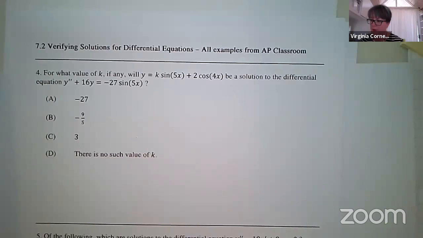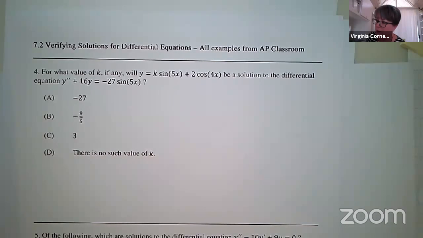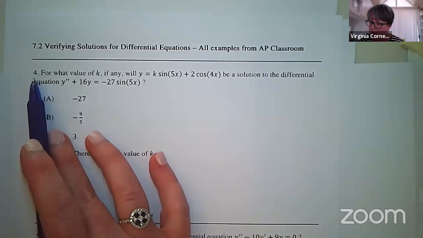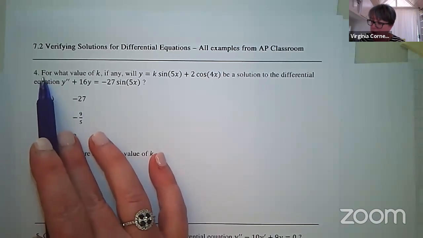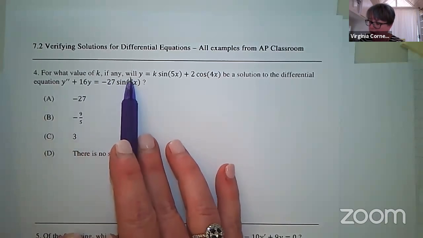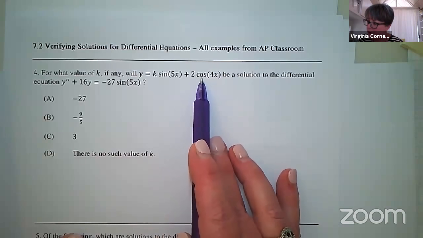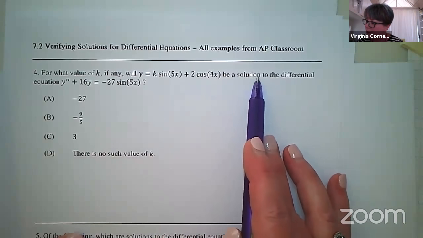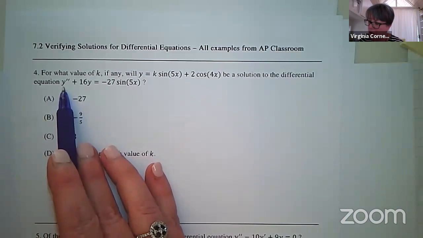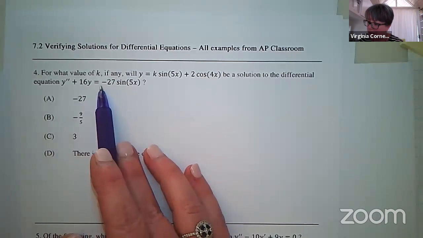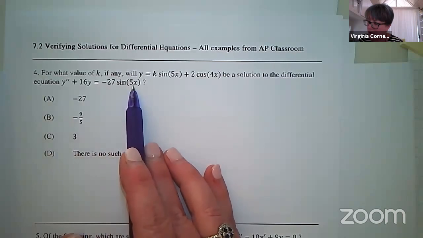All right, so 7.2, verifying solutions for differential equations, all examples from AP Classroom, just like before. This one for number 4 says, for what value of k, if any, will y equals k sine of 5x plus 2 cosine of 4x be a solution to the differential equation y double prime plus 16y equals negative 27 sine of 5x?